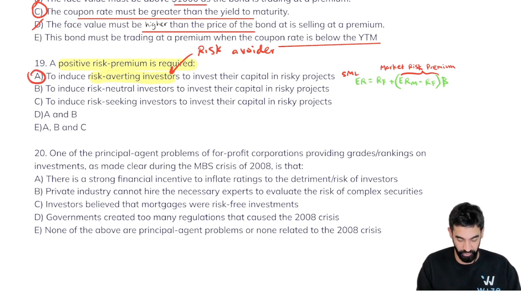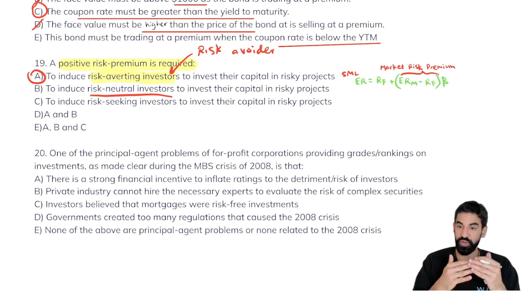So A is true. But why not B and C? Well, B says to induce risk-neutral investors. No, for a risk-neutral investor, they don't care. So if I give them a riskier investment, like let's say we flip a coin 50-50, either you win $10 or you lose $10. Now let's say I give them a riskier project where you can either win $1,000 or lose $1,000. We flip a coin. For risk neutral, they don't care because in both cases, you have the same percentage of winning as of losing. It's just a bigger amount. You could lose bigger, but you could also win bigger.